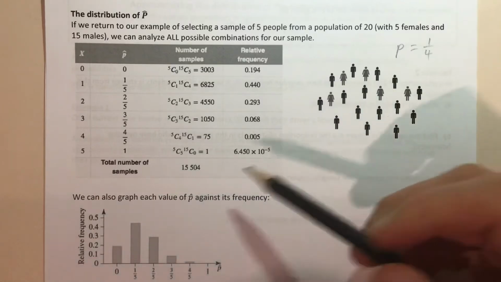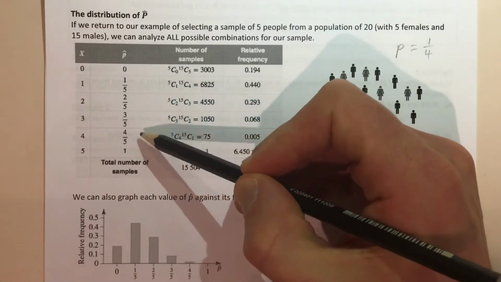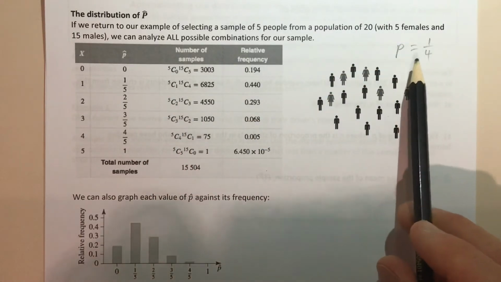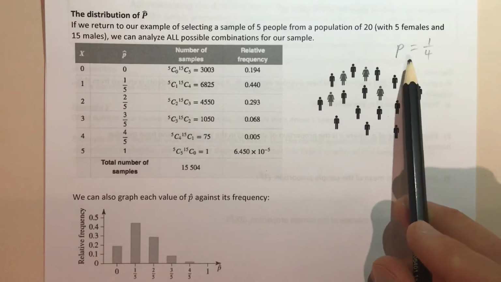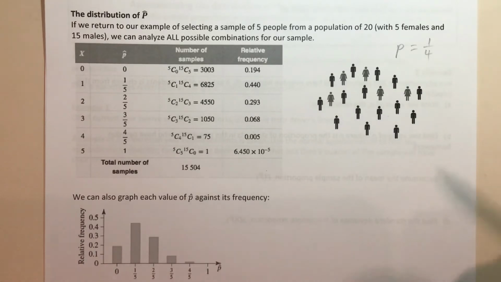So the idea here is that the sample proportion most likely to happen is the one closest to the population proportion. If 25% of the population are female, in this example, it's more likely that your sample is going to be something close to 25% female. It's less likely that you'll get 80% female or 100% female.